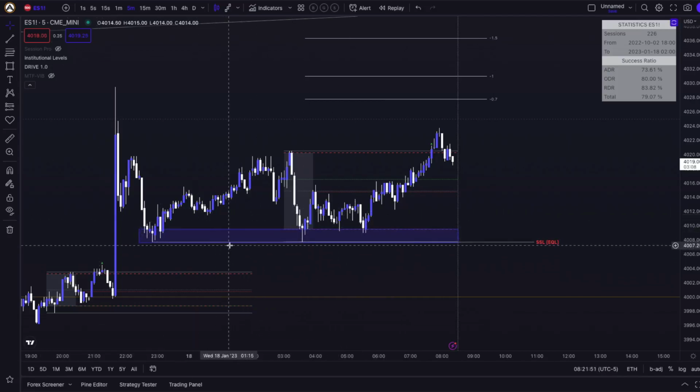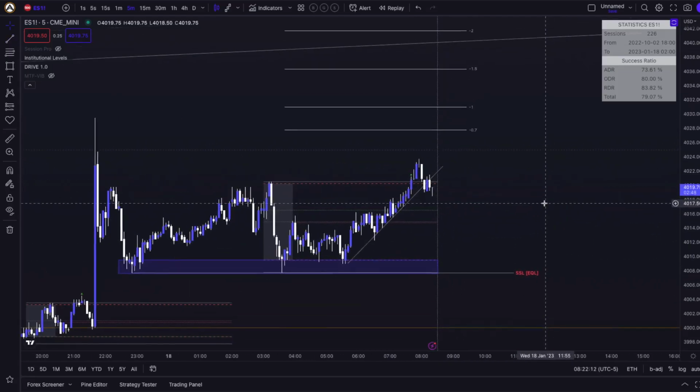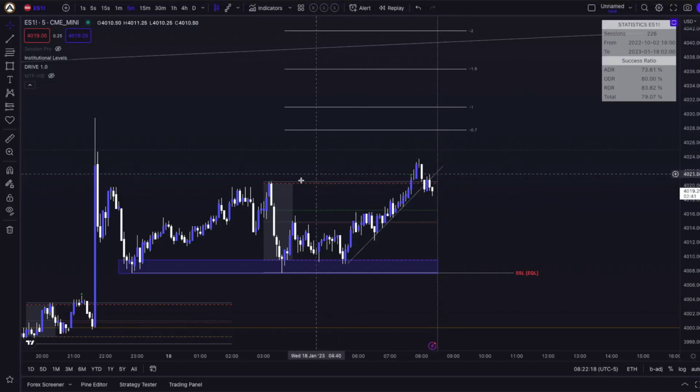So we will see how this level of support where we bounced off at the beginning of the London kill zone, or the ODR range, reacts from this level. Overall, we could be looking at a little trend line along this trend that has been broken and retested, and we could see a potential pullback into our DR range. But that really depends on how the news plays out in less than 10 minutes.